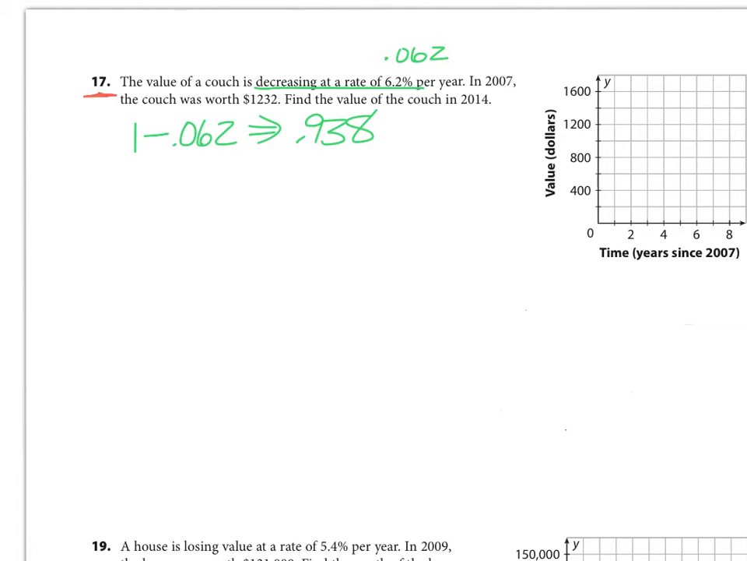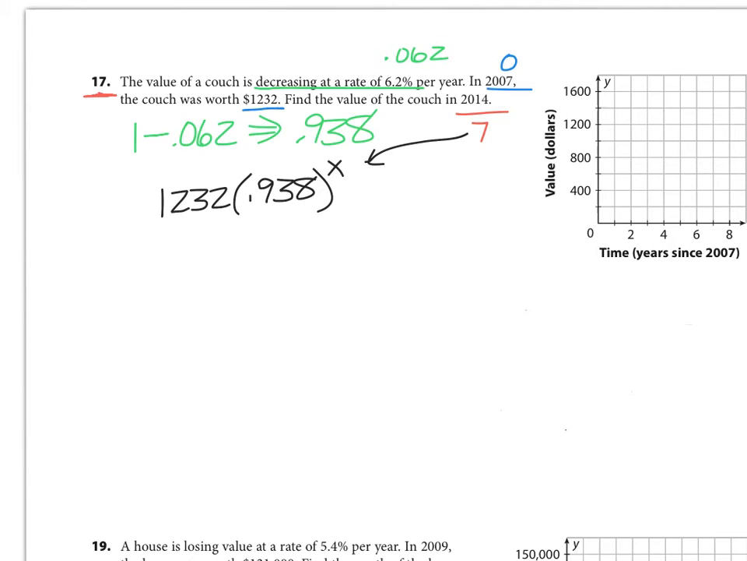In 2007, the couch was worth $1,232. Find the value in 2014. Okay, so this 2007 is like our zero term. That's our starting point. So 2014 would be 7 years from now. So that's like when x is 7. That 1232, again, is our zero term. So here comes our equation. We've got our zero term, 1232, our common ratio, 0.938, to the x, and we want x to be 7 here.